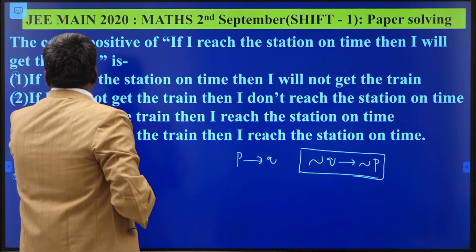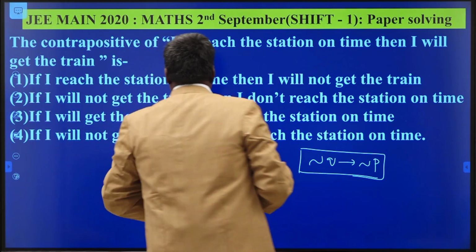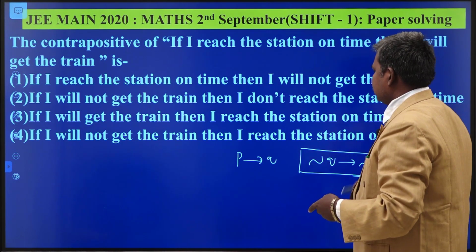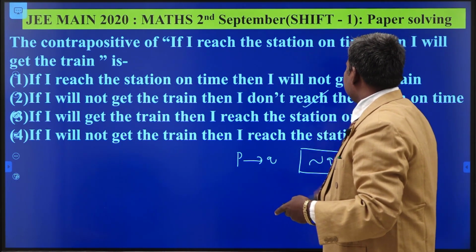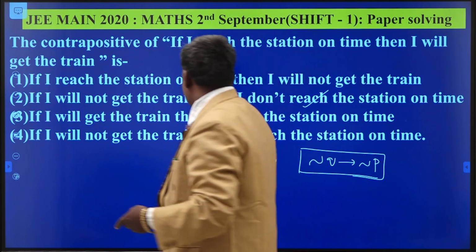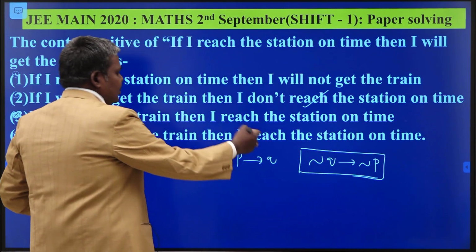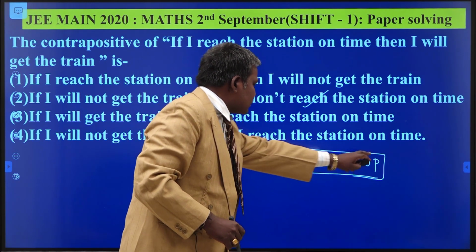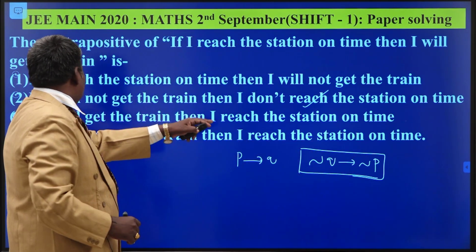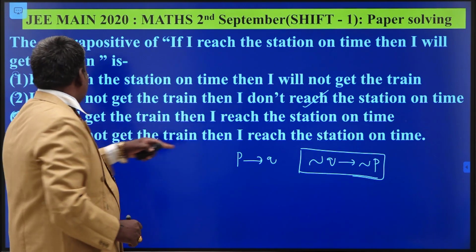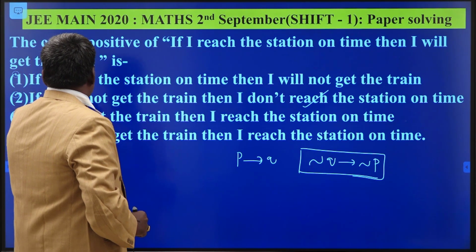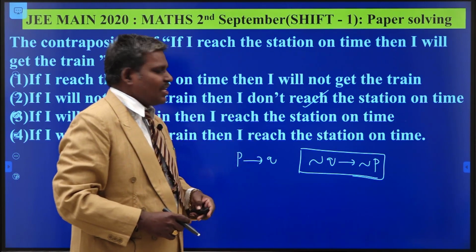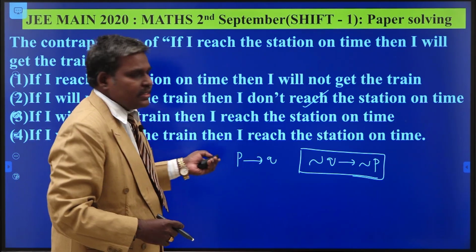If I will not get the train, then I don't reach the station on time. So negation means not. Negation of Q means not Q implies not P. So both nots will be applied in only the second option itself. We get this answer. That means if I will not get the train, then I don't reach the station on time. This is your correct answer.